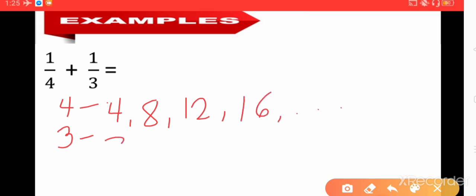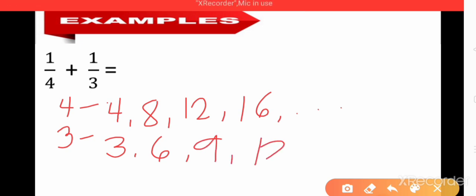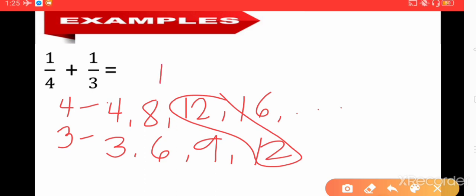And then yung 3 times 1 is 3. 3 times 2 is 6. Wala pang magkapareho. 3 times 3 is 9. 3 times 4 is 12. So, merong 12 si 4. Kaya, ang magkapareho nila ay 12. So, 12 niyan ang ating LCD.